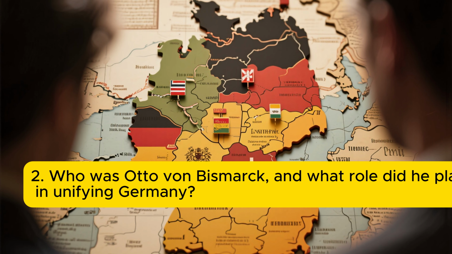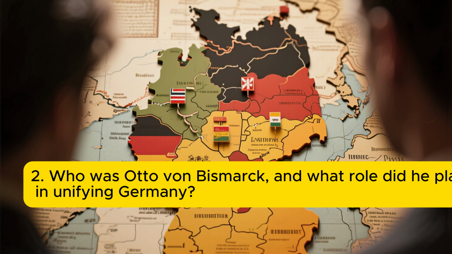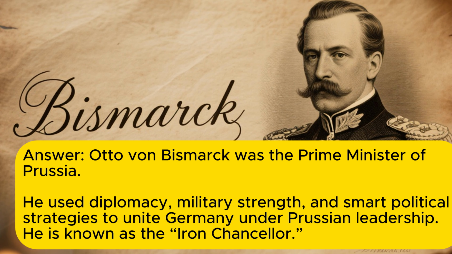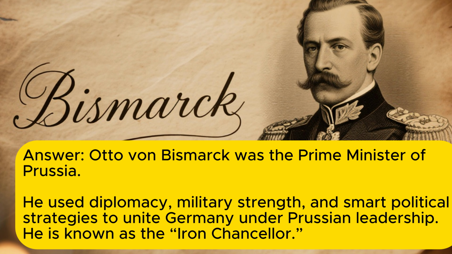2. Who was Otto von Bismarck, and what role did he play in unifying Germany? Answer. Otto von Bismarck was the Prime Minister of Prussia. He used diplomacy, military strength, and smart political strategies to unite Germany under Prussian leadership. He is known as the Iron Chancellor.